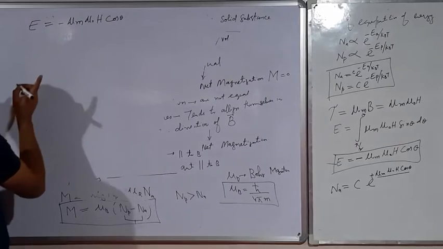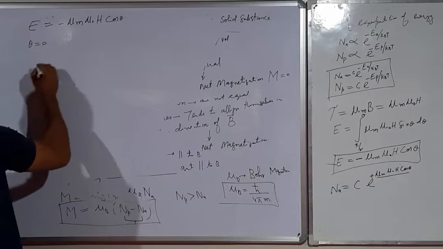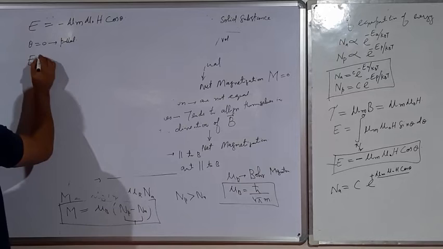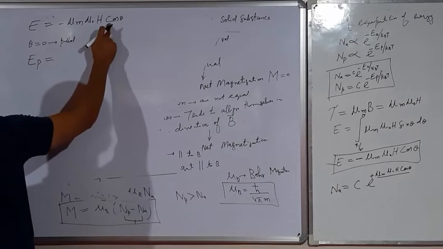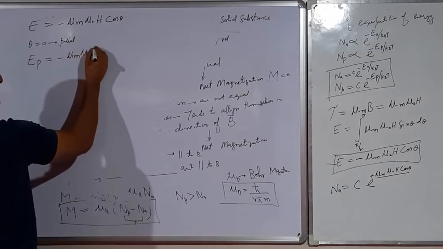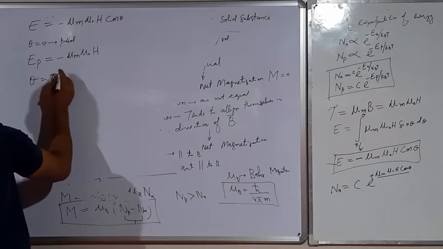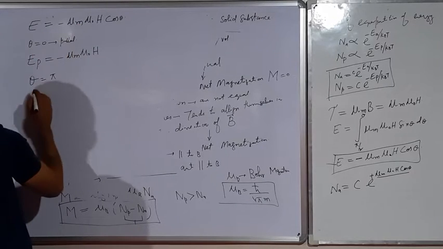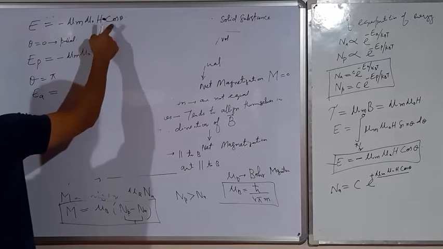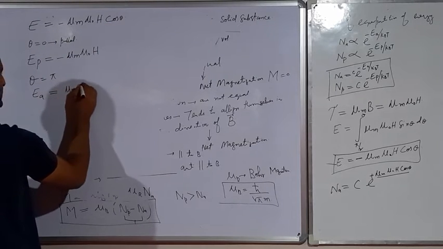So for parallel and antiparallel dipoles, if theta is equal to 0, that is parallel dipoles, this equation will be Ep. Cos of 0 is 1, so that is minus mu m mu naught H. Similarly, if theta is equal to pi, that is antiparallel, the equation becomes Ea. Cos of 180 is minus 1, so that will be plus mu m mu naught H.